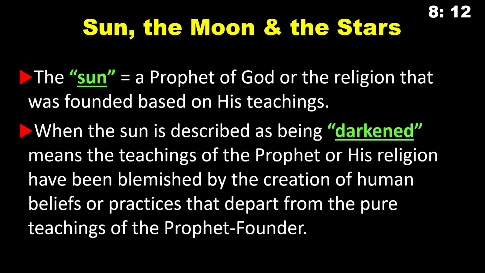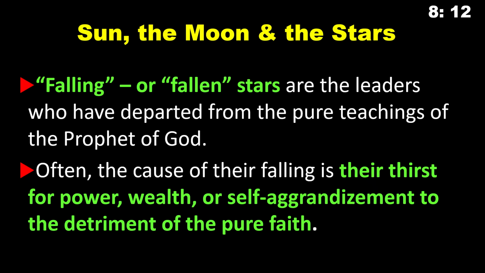The sun most frequently refers to a prophet of God or the religion that was founded based upon his teachings. When the sun is described as being darkened, it means that the teachings of the prophet or his religion have been blemished by the creation of human beliefs or practices that depart from the pure teachings of the prophet to the detriment of the faith. And falling or fallen stars are the leaders of a religion who have departed from the pure teachings of the prophet of God. Often the cause of their falling is their thirst for power, wealth, or self-aggrandizement to the detriment of the pure faith they purport to serve.